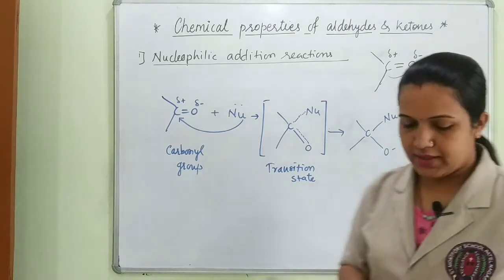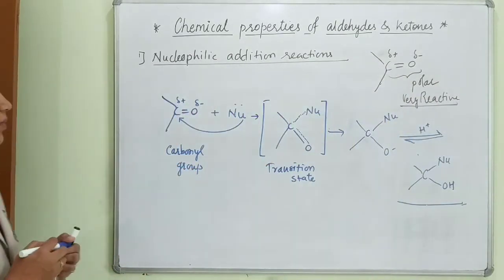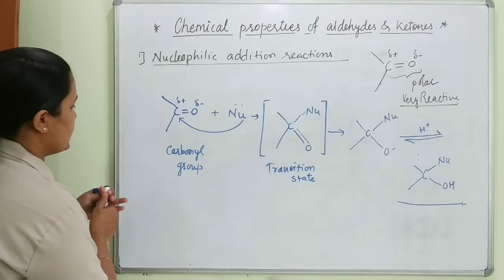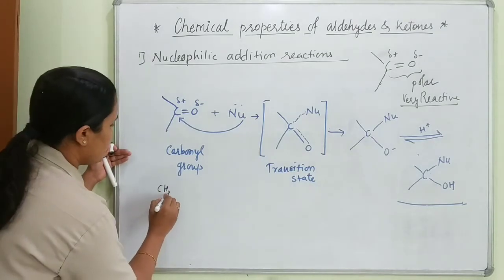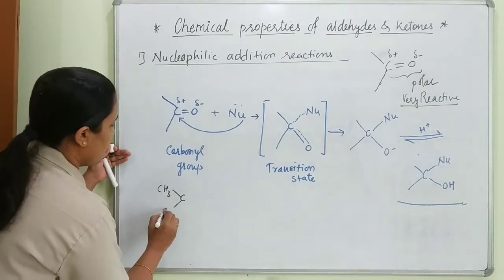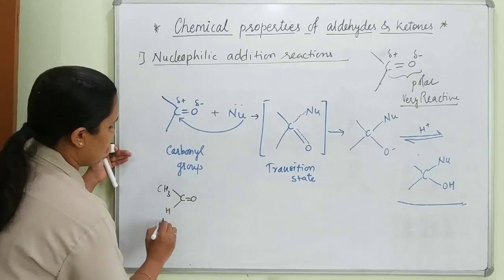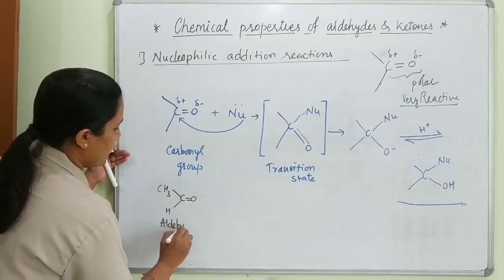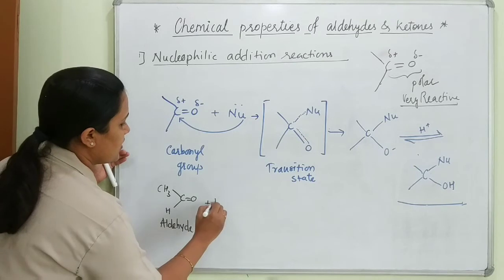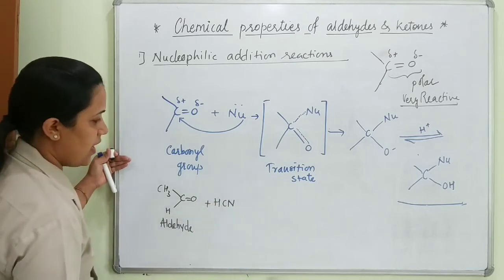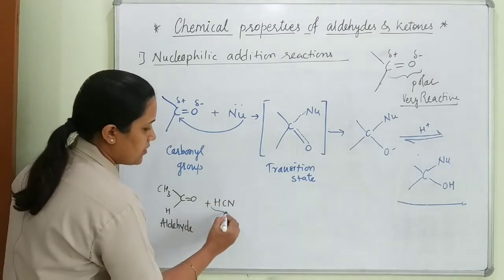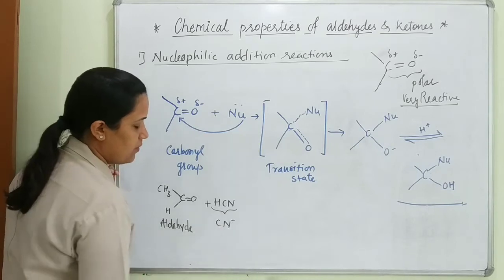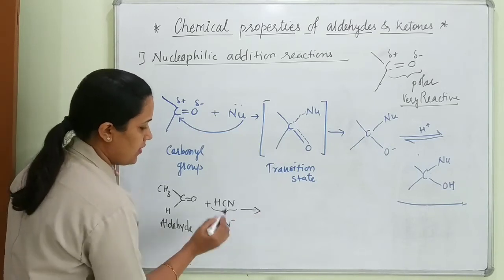Let me give you one example also, so it would be easy for you to understand. Now if I have CH3CH double bond O, that is CH3CHO, it is an aldehyde. When there is an attack of HCN, from HCN we take out the nucleophile, and that becomes CN negative.